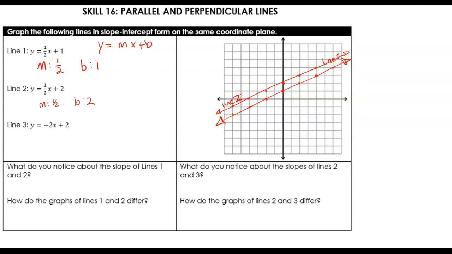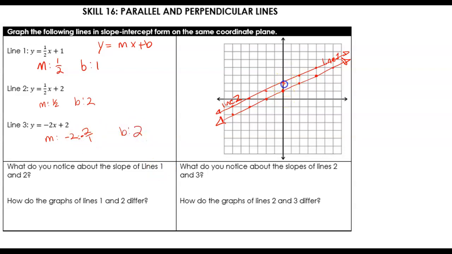And then finally it asks us to graph y equals negative 2x plus 2. So our m is going to be negative 2. Now remember that if you just have a whole number for your slope, you can write it as a fraction by putting it over 1. So this negative 2 becomes negative 2 over 1. And our y-intercept again is 2.